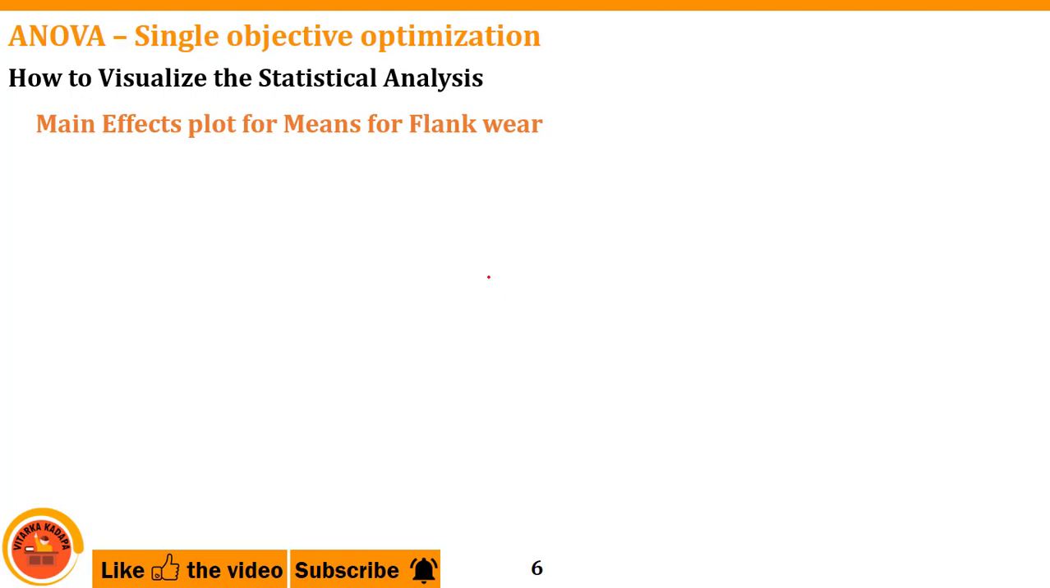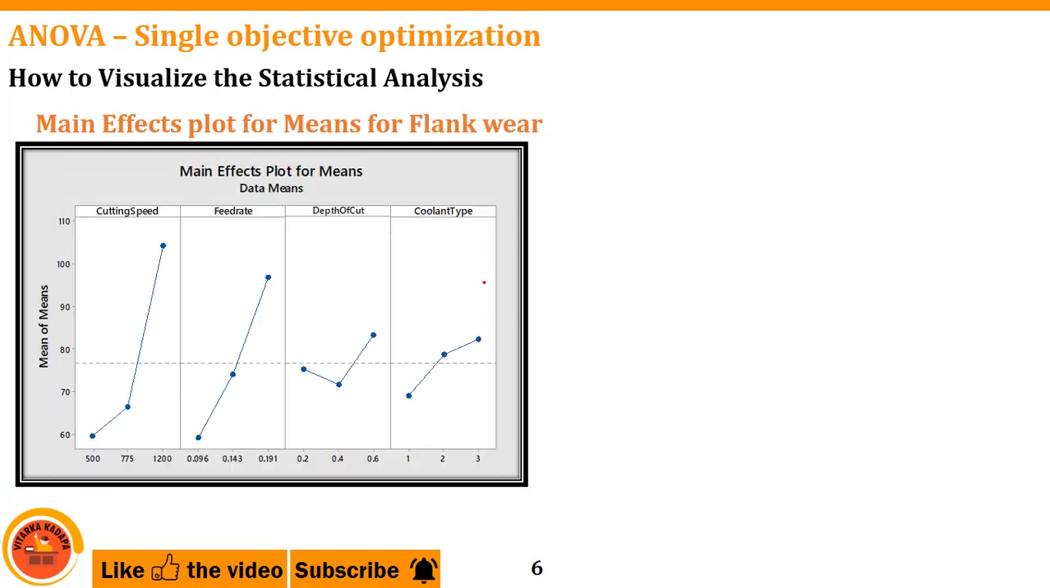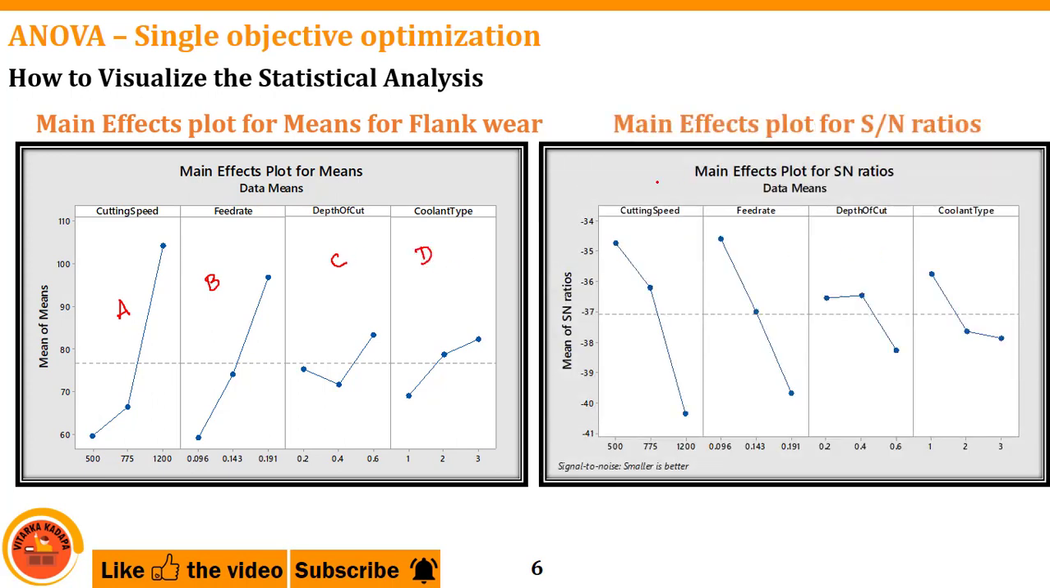Main effect plots of the flank wear. So flank wear also we will have a similar case. This is the plot for means. Here cutting speed is A, feed rate is B, depth of cut is C, and coolant type is the D parameter. Similarly, S by N ratios also we are getting like this.